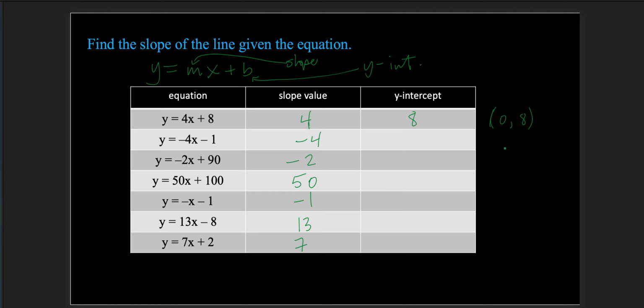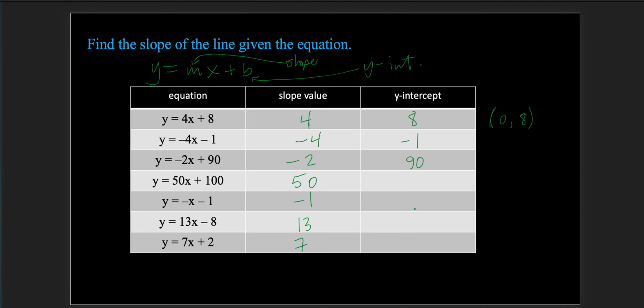X is 0. You remember y-intercept is where that line crosses the y-axis. So that's where x is going to be 0. So you could write 0, 8, but you probably have multiple choice. So you can see how they do it. And then here, for the second one, the y-intercept's negative 1. For this one, the y-intercept's 90.